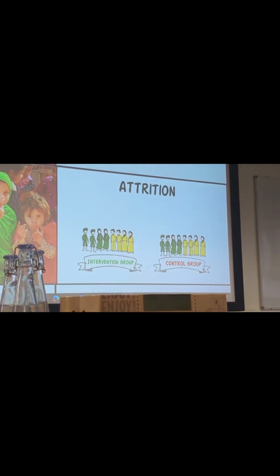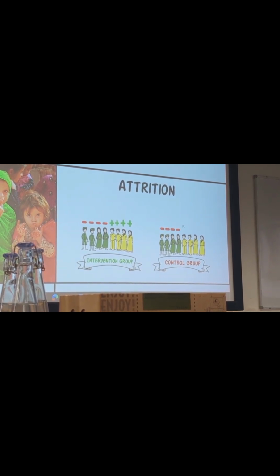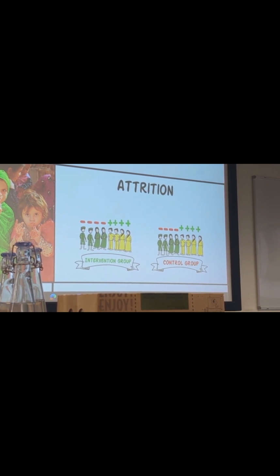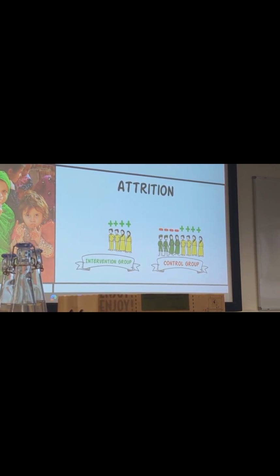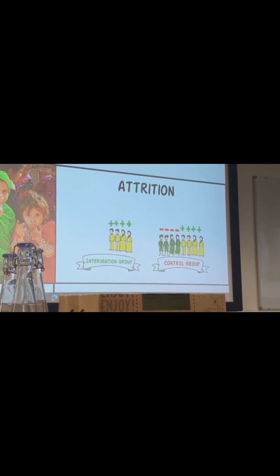Another way groups can become unbalanced is through attrition, individuals dropping out of the study. For example, a program might work for some people and not for others. If the participants who are not getting good results drop out and are not followed up, their data will not be included, and the program will look more successful than it really is.